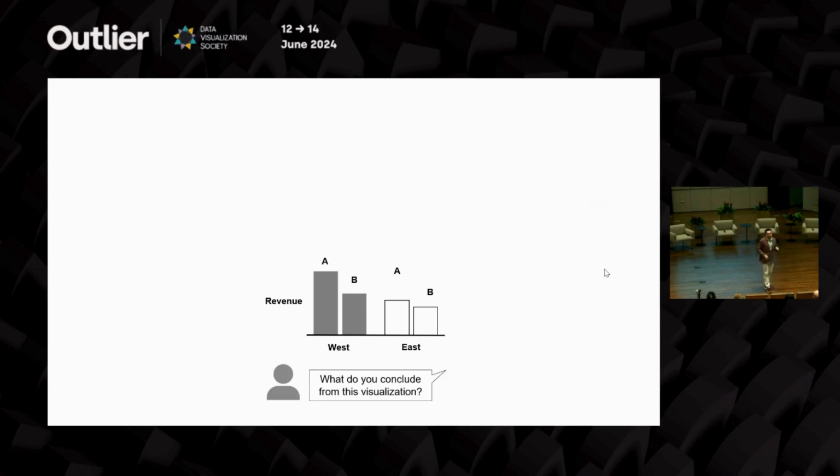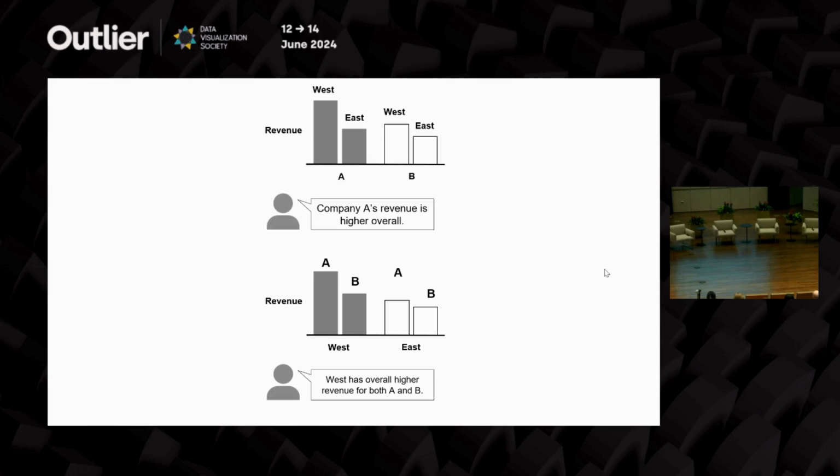So in Cindy's study, she asked people, what do you conclude from this visualization? And in this case, they'll say, well, West had higher overall revenue for both A and B. And then she'll give you this visualization, and they'll say company A's revenue is higher overall. And I think you've all figured out that these are exactly the same data. Right? I just did the same trick I did for that kid getting shorter example.